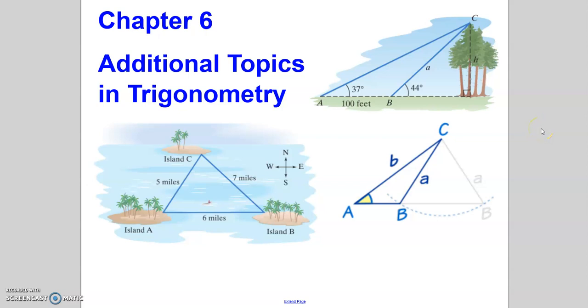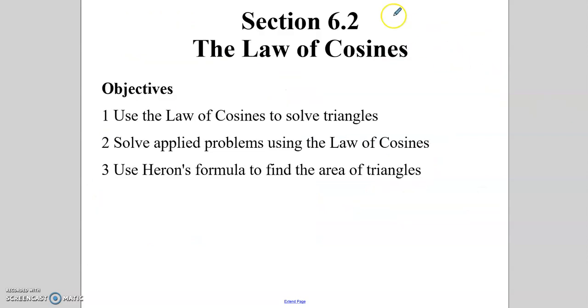Welcome back, students. Today we're going to continue our work in Chapter 6, Additional Topics in Trigonometry. We are still doing Section 6.2, the law of cosines. Yesterday we looked at using the law of cosines to solve triangles, and today we're just going to do this objective here. We're going to look at applied problems, that is, word problems using the law of cosines.